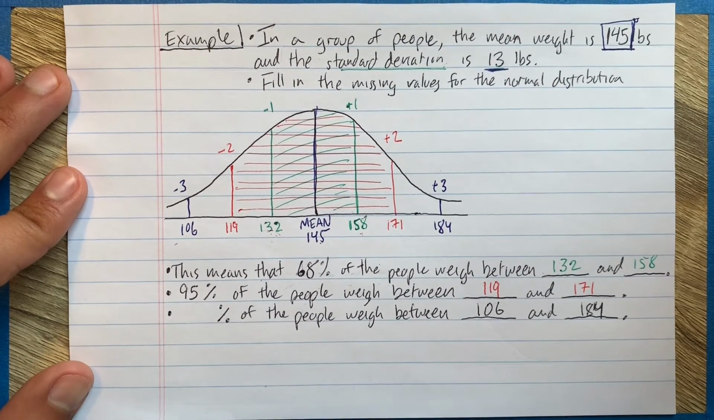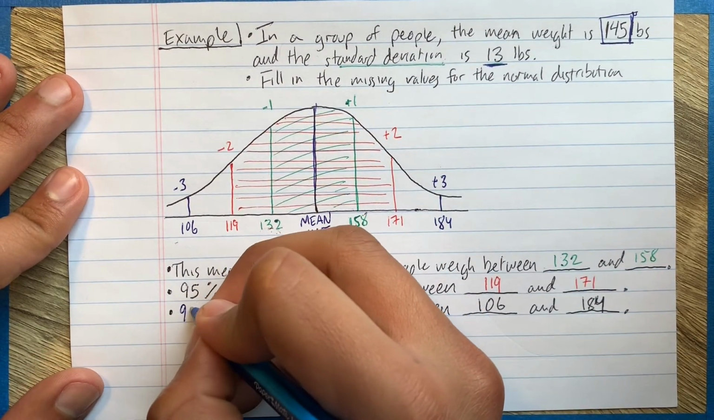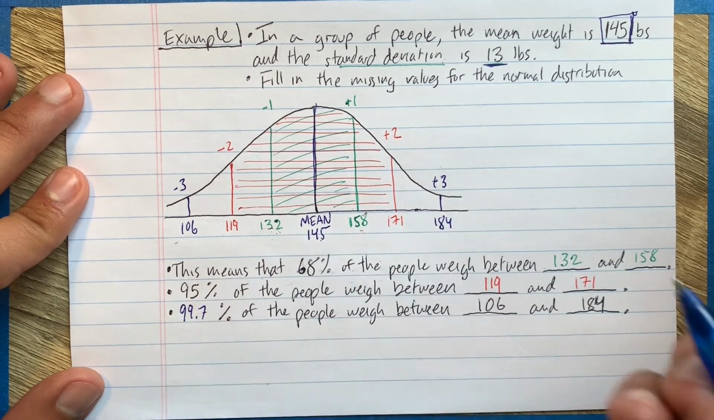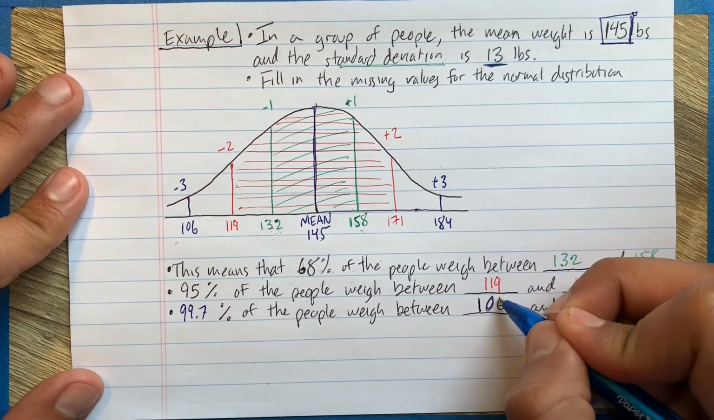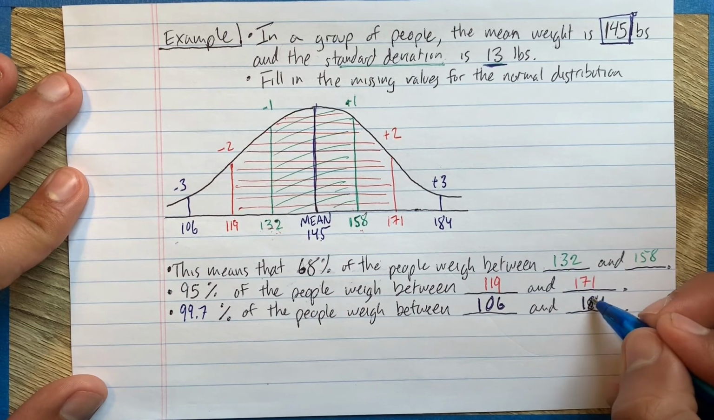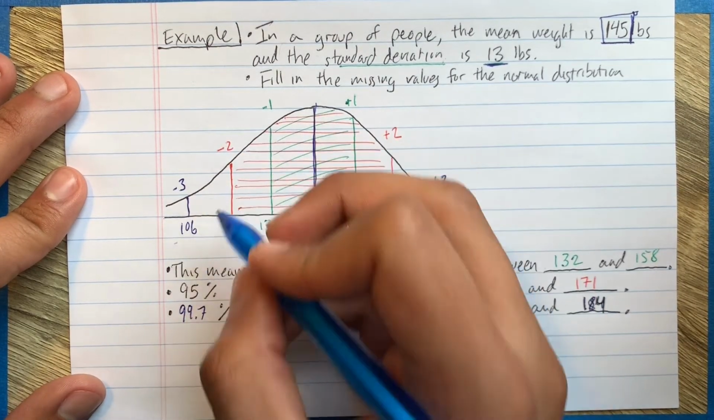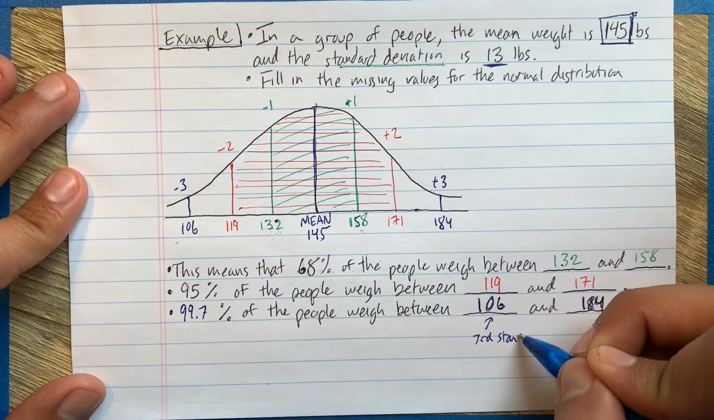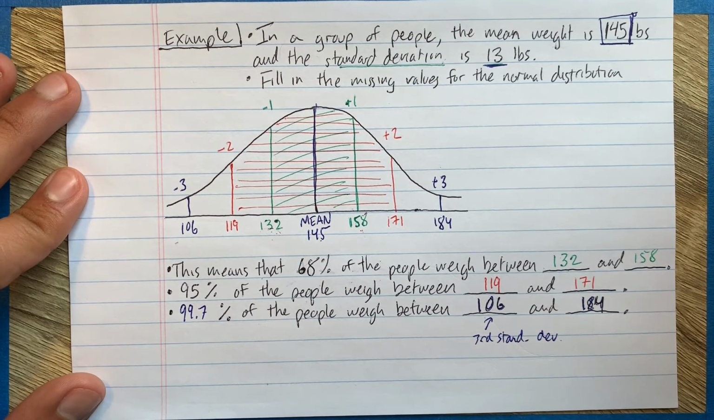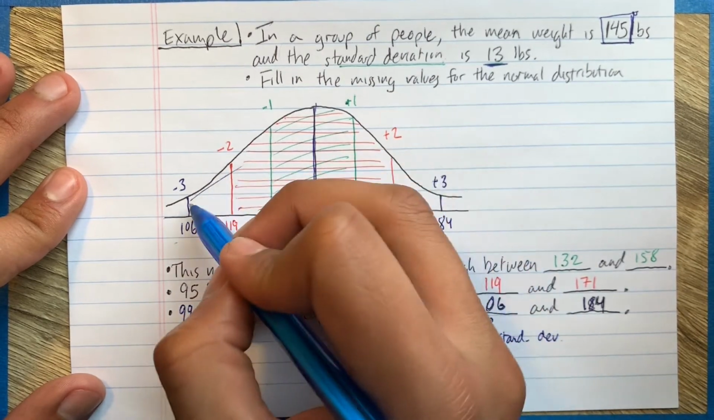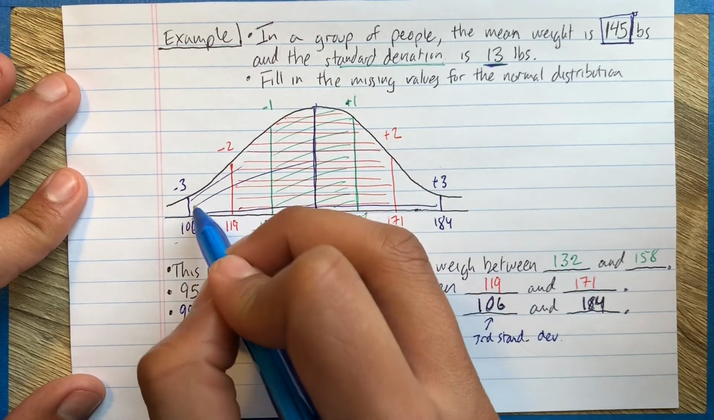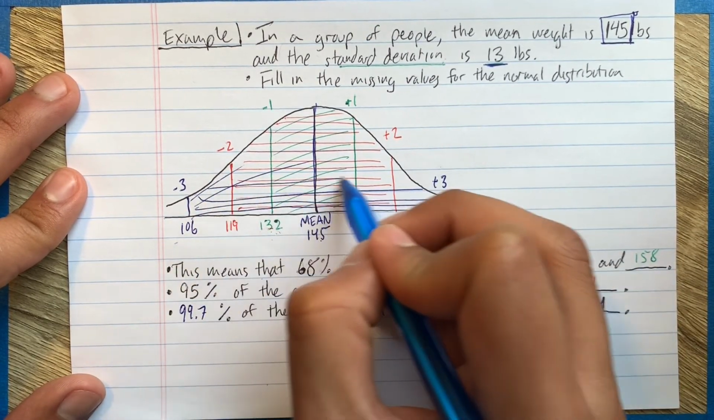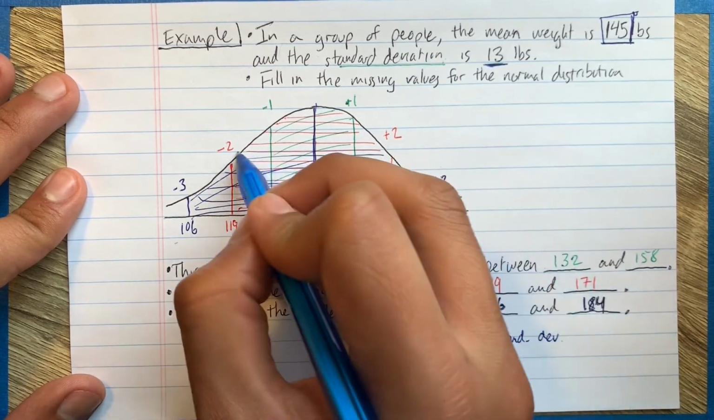Lastly, this is a fill in the blank. We know that 99.7% of the people will weigh between 106 and 184, and that's because that's the third standard deviation. So if we include all of this data, this holds 99.7% of our data.